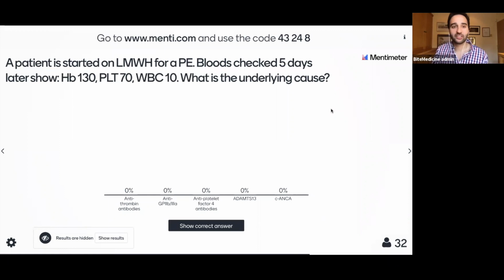A patient is started on low molecular weight heparin for a PE. Bloods checked 5 days later show that. What is the underlying cause? We think it's hard. Hopefully you think it's hard.